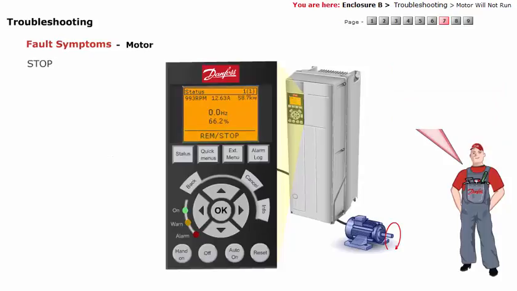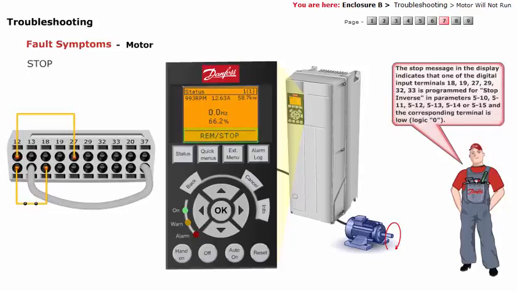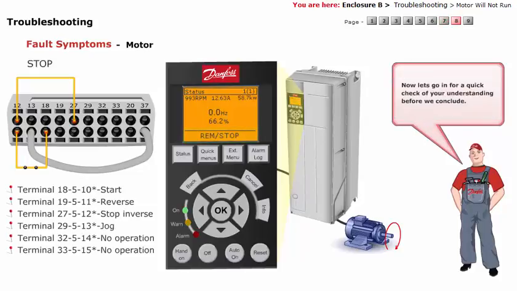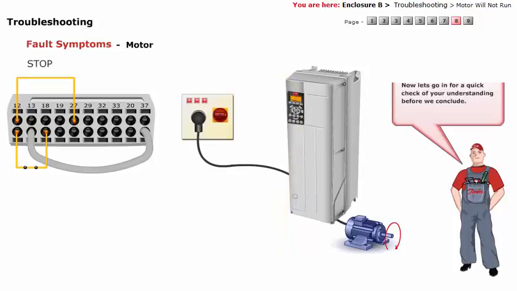Stop. The stop message in the display indicates that one of the digital input terminals, 18, 19, 27, 29, 32, 33, is programmed for stop inverse in parameters 5-10, 5-11, 5-12, 5-13, 5-14, or 5-15, and the corresponding terminal is low, logic 0. Now, let's go in for a quick check of your understanding before we conclude.